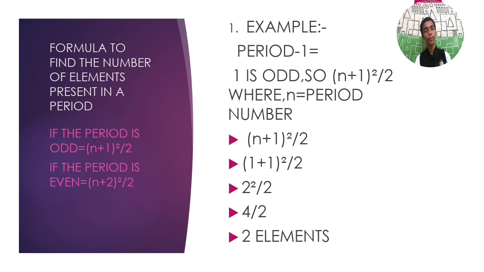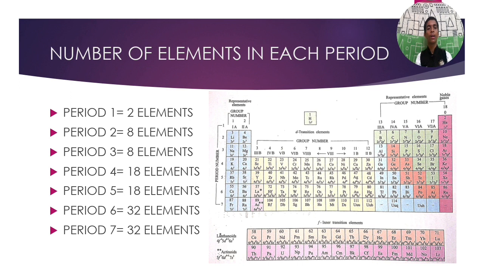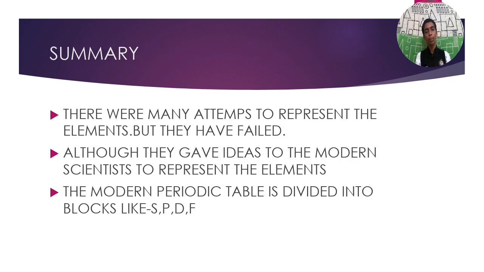Here 1 is an odd number, so (n plus 1) whole square by 2 is the formula: (1 plus 1) whole square by 2, that is 2 square by 2. 2 square is 4, so 4 by 2 is 2 elements in our first period. The number of elements in each period is similarly: period 1 has 2 elements, period 2 has 8 elements, period 3 has 8 elements, period 4 has 18 elements, period 5 has 18 elements, period 6 has 32 elements, and period 7 has 32 elements. And we'll sum up all the things.